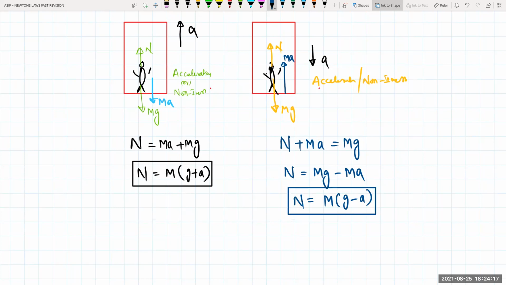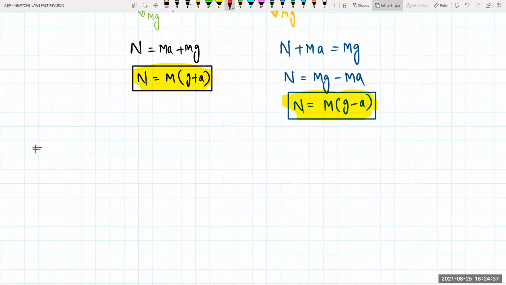Clear? So this one is the normal reaction when it is moving up, and this one is the normal reaction when it is moving in the downward direction. There are some questions in competitive examinations based upon this, so take care of this one.